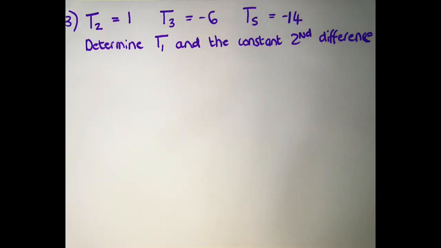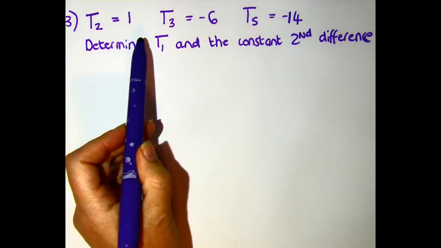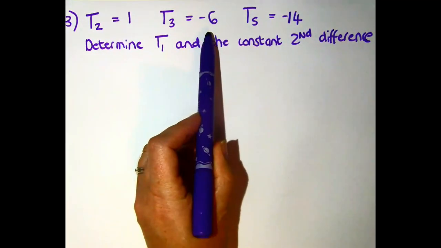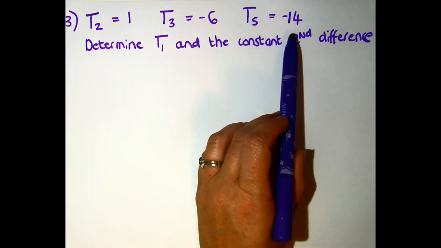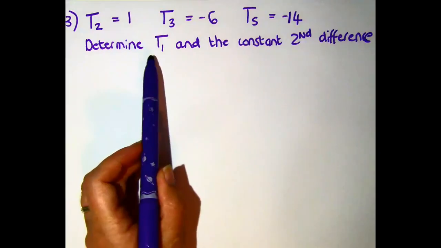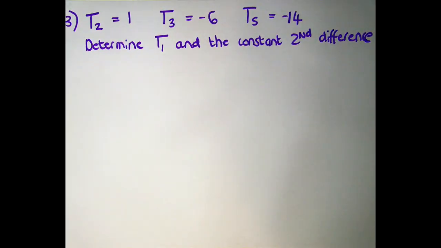Here's a question that asks you to apply things differently. They tell you the second term is 1, the third term is negative 6, and the fifth term is negative 14. But they don't give you the first term, in fact they ask for it, and you have to then calculate the second difference as well.